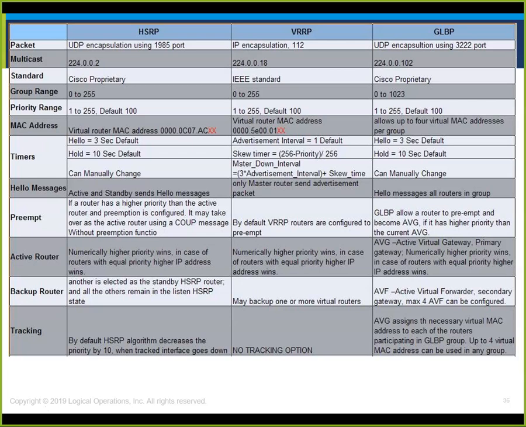GLBP uses, going down a couple, the active virtual gateway and active virtual forwarders. The active virtual gateway is the control mechanism. The forwarders are the ones that do the work. And you can have up to 4 forwarders in a group. So the preempt, go back to the preempt.